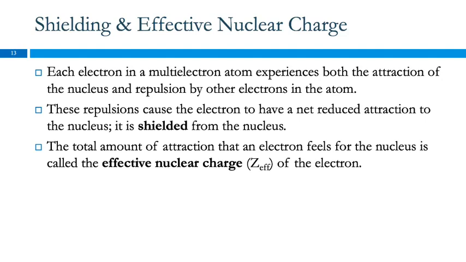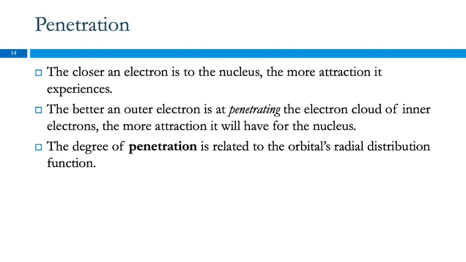The total amount of attraction that an electron feels for the nucleus is called the effective nuclear charge, or Zeff. Z is the atomic number, the number of protons in the nucleus. Penetration has to do with how close the electron gets to the nucleus. The closer it is, the more attraction it experiences.